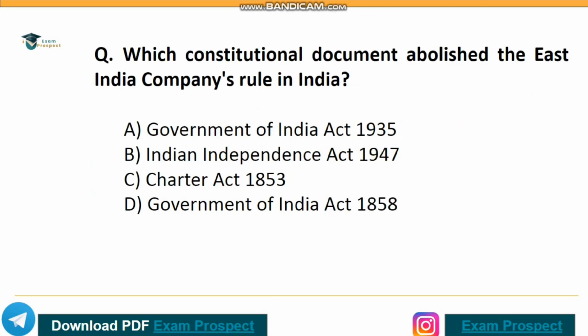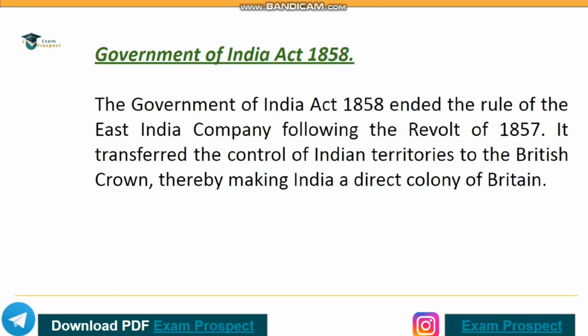Next question, which constitutional document abolished the East Indian Company's rule in India? And here the correct answer is option D, Government of India Act 1858. Here the Government of India Act 1858 ended the rule of the East Indian Company following the revolt of 1857. It transferred the control of Indian territories to the British Crown, thereby making India a direct colony of Britain.